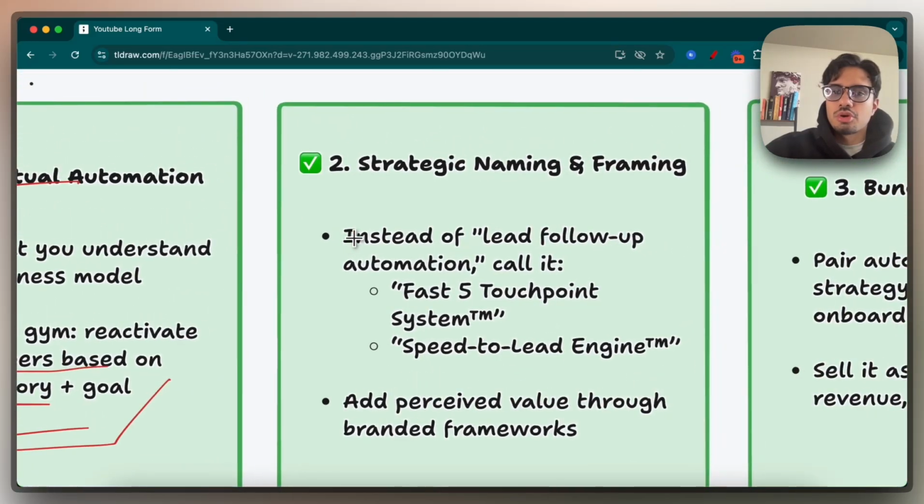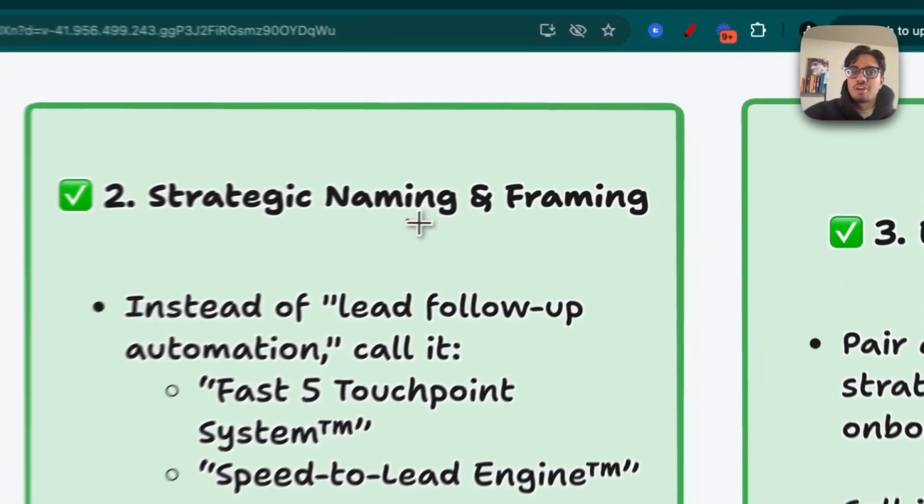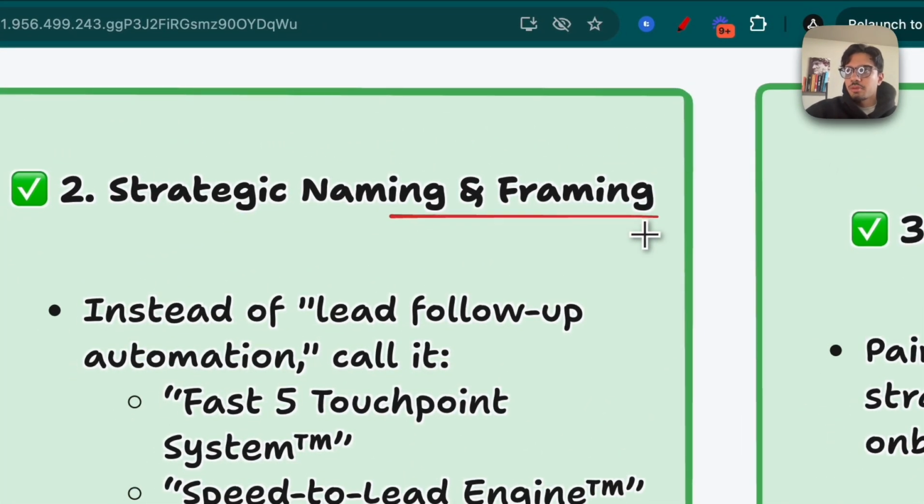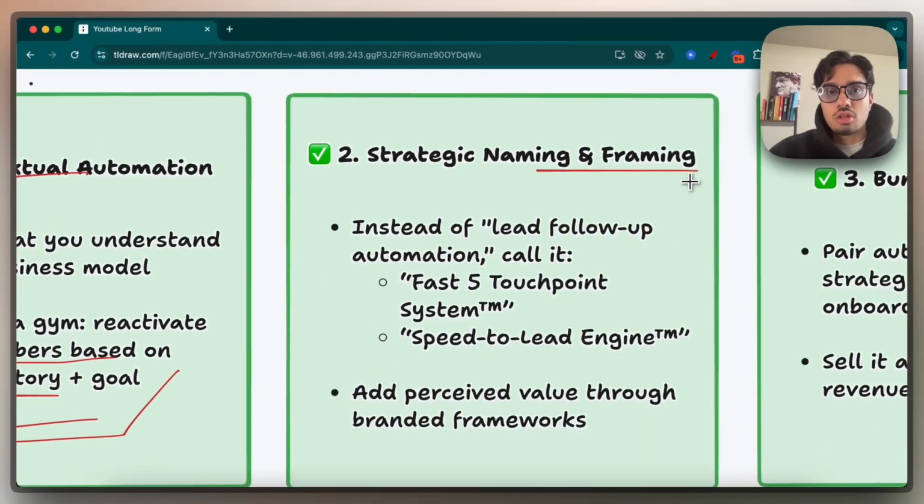Now, this is a very important one: strategic naming and framing. A lot of people can sell the exact same thing, and online a lot of people do, but the way that they package it, the way that they market it and brand it is just different. So if you can come up with a cool or unique or interesting way to package what you're selling, even if it's the same thing as everybody else, then you have an advantage there.